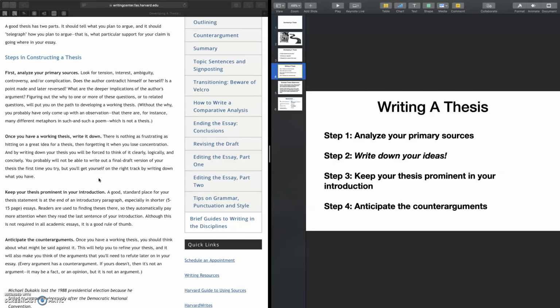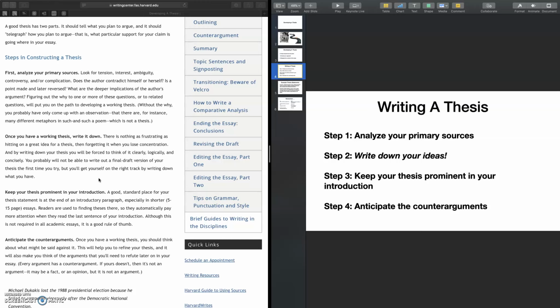First, you need to analyze your primary sources. Read through your support to find tension, interest, ambiguity, and/or complication. Discover deeper meanings or inconsistencies that will help you craft a working thesis. You want to avoid surface-level observations. This is also true of personal essays, narratives, and other types of writing that are not based on a reading, but are based on your experiences.